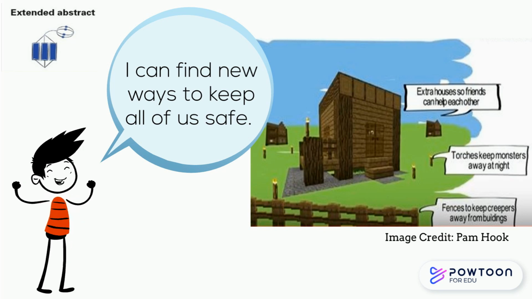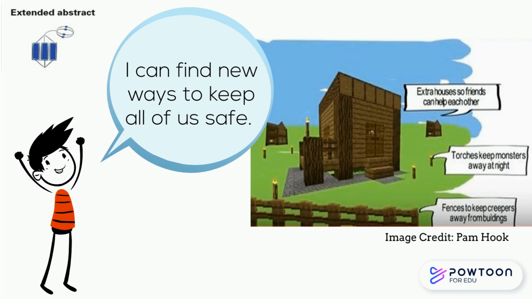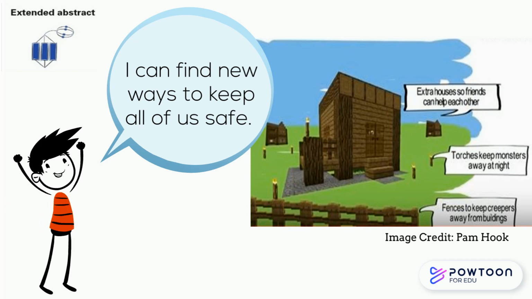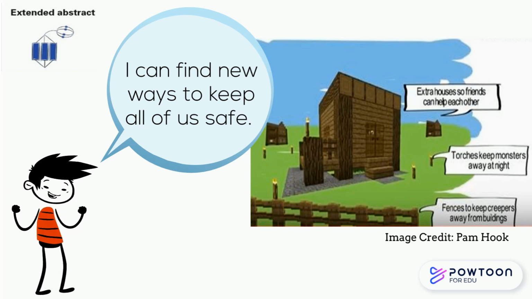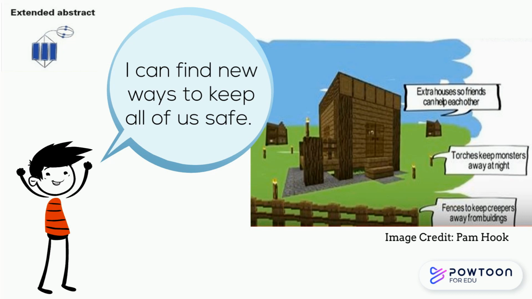Here, students recognize that houses do not exist in isolation. They are part of a larger community and involve external infrastructure. So building extra houses so that friends can help each other makes houses safer than before. And the building of external infrastructure like torches and fences is particularly useful.